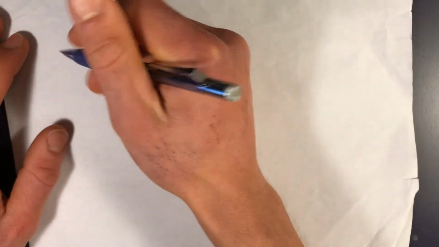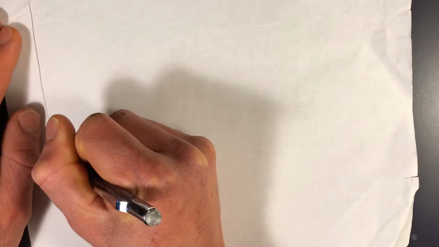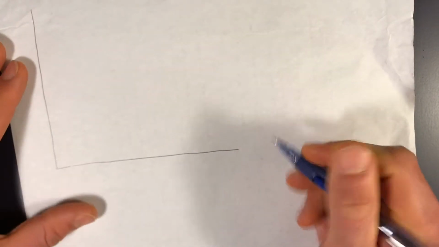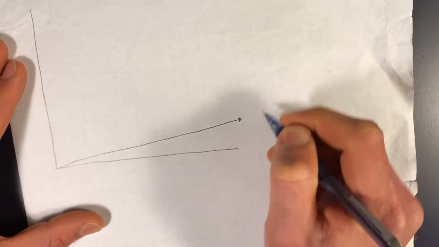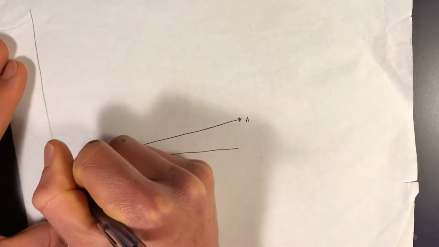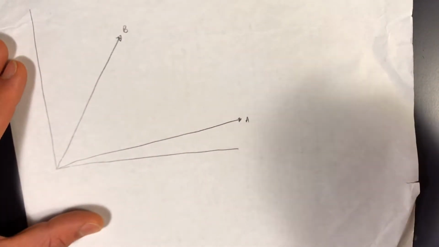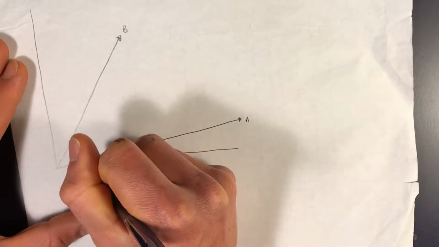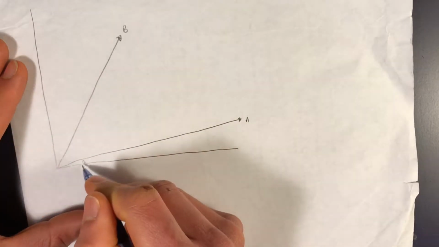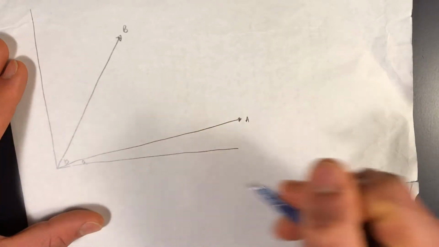Okay, so first we'll draw the coordinate system. Don't make it too big. And then we'll draw vector A. Draw vector B. Okay, and then just label this angle there to there A, and A to B, B.